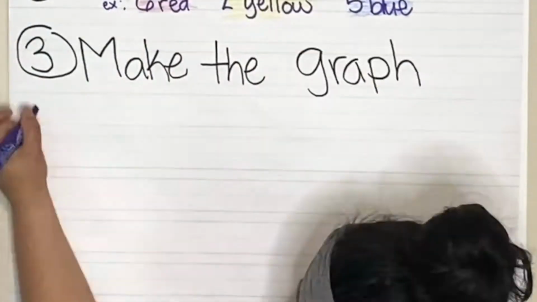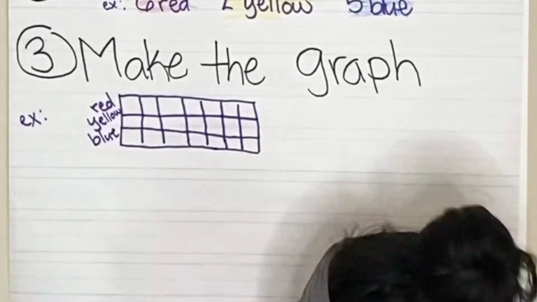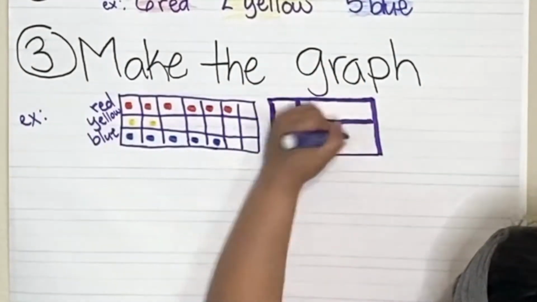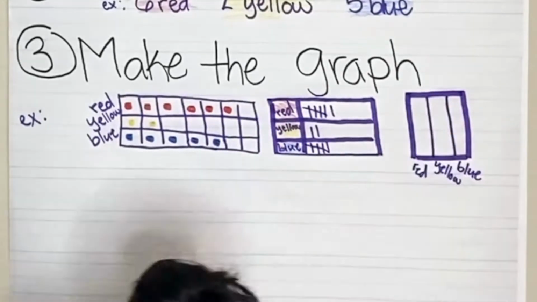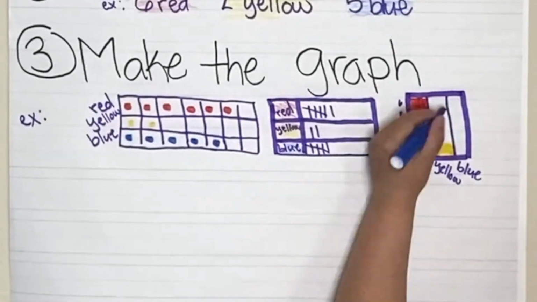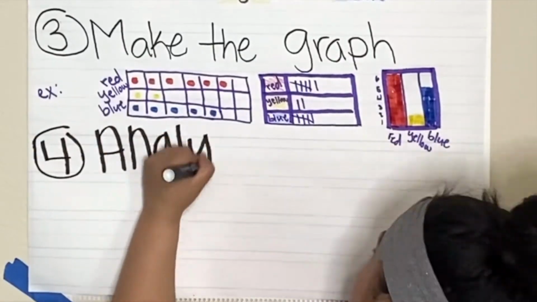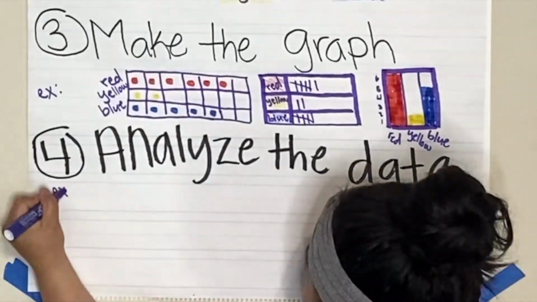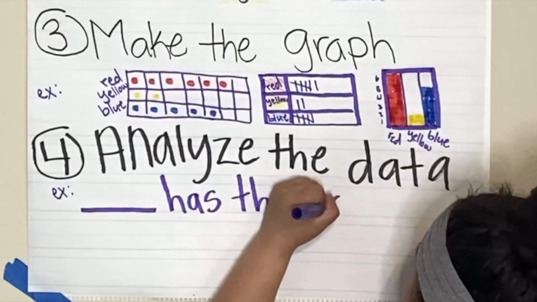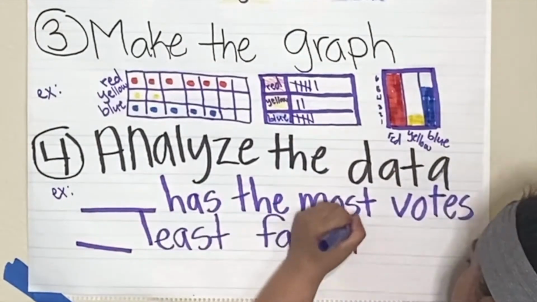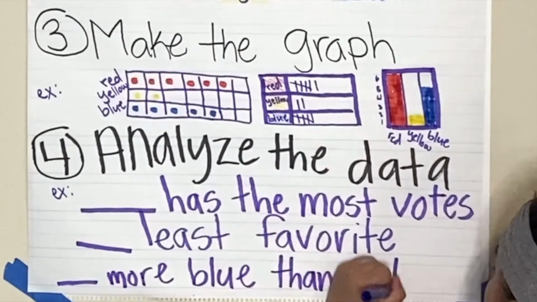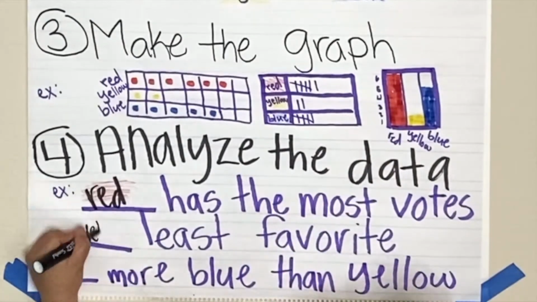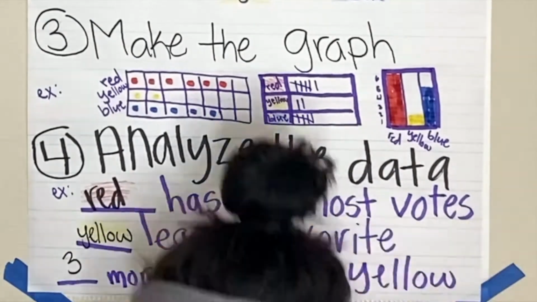Then after that, we want to make our graph, and so today we're making bar graphs, so I'm going to teach you how to make a bar graph. Then after that, you are going to analyze the data, which means we're going to look at it, we're going to ask some questions, and figure out some information based on the data we've collected. Those questions could be like the favorite or least favorite, or how many more than or less than.